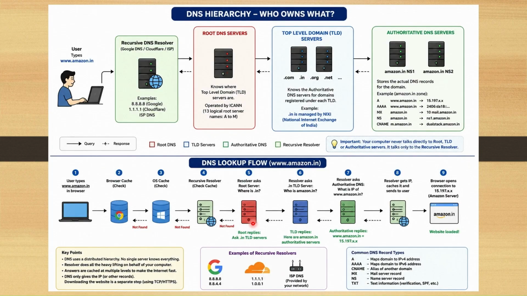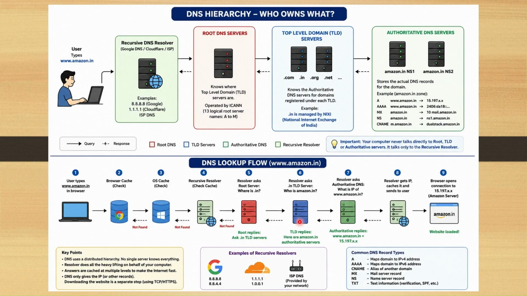The resolver now contacts the top level domain server. It asks, who is responsible for Amazon.in? The TLD server replies, I don't know Amazon's IP address, but here is an authoritative DNS server responsible for Amazon.in. Again, notice that the TLD server also doesn't know the IP address. It only knows where to find the authoritative DNS server.